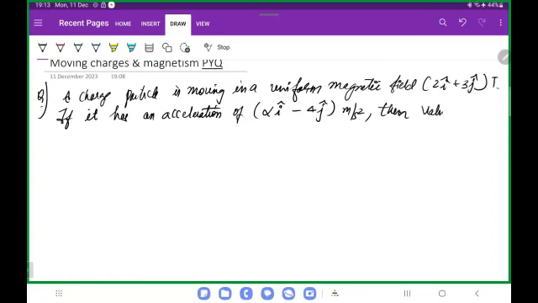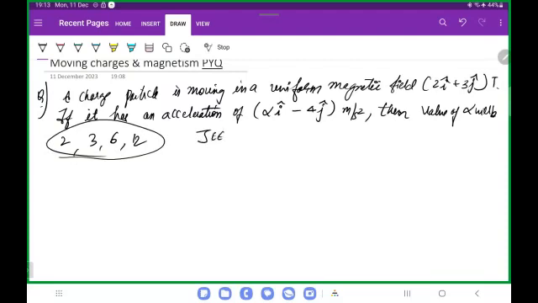Then the value of alpha will be, say, 3, 6. The options are 2, 3, 6, 12. It was asked in JEE Mains, July term 2022. It's very easy. Come on.